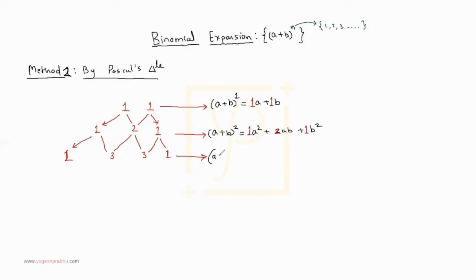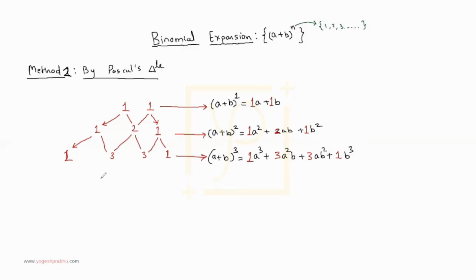It is going to be a plus b the whole cube, and the coefficients for that are going to be, so let me keep the colors as it is, 1, 3, 3, and 1. I don't know if you already know this expansion. This is also a standard formula. Whenever you get a plus b the whole cube, the expansion is a cube plus 3a square b plus 3ab square plus b cube.